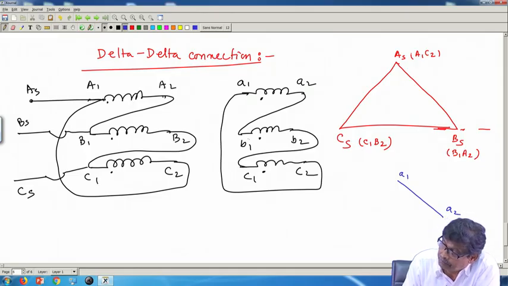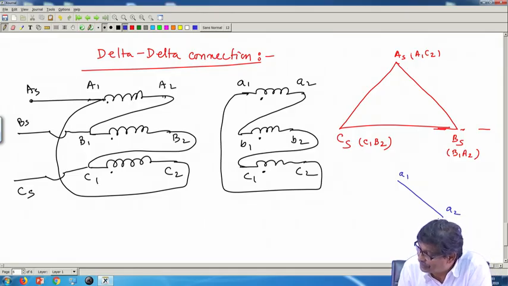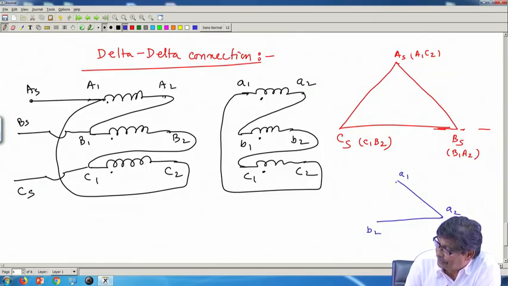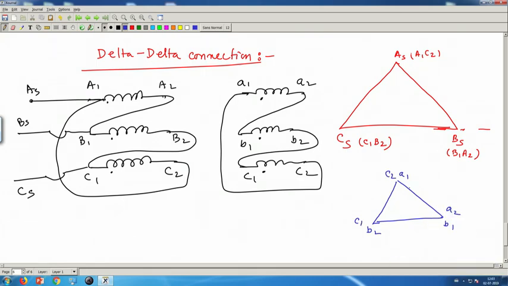But B1 is connected to A2. So, B1 must be placed here, B1 B2, and finally, you bring this C1 C2, you get this same triangle. Where from I will take output to be consistent, from A1, this I will call A, this I will call B, this I will call C, and this will be the thing.